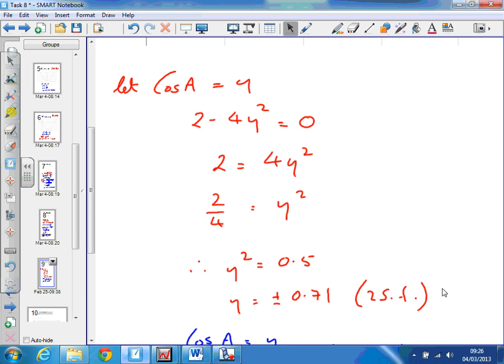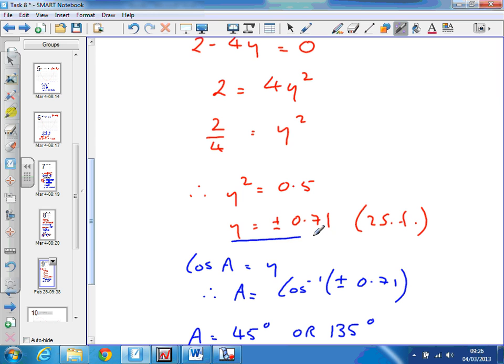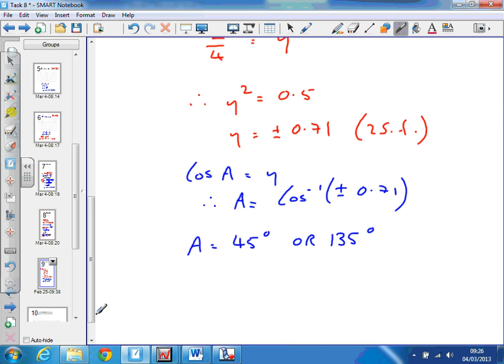So to solve this, we let cos a equal y, which means that the quadratic equation then becomes this. Solving it, rearranging, we get y squared equals 0.5, or y equals plus or minus 0.7071. Actually, it's probably best to leave it like that. If we then put in plus 0.7071, we get 45 degrees, minus, we get 135 degrees, because the calculator gives us those values.